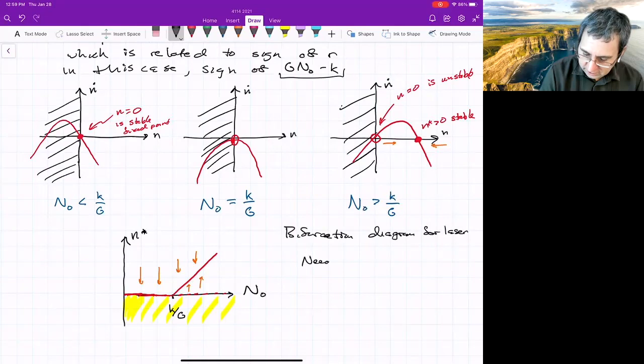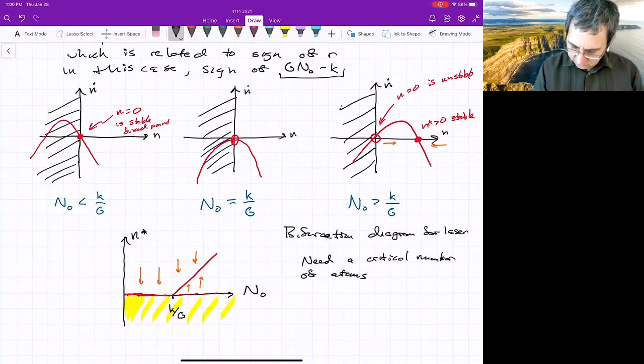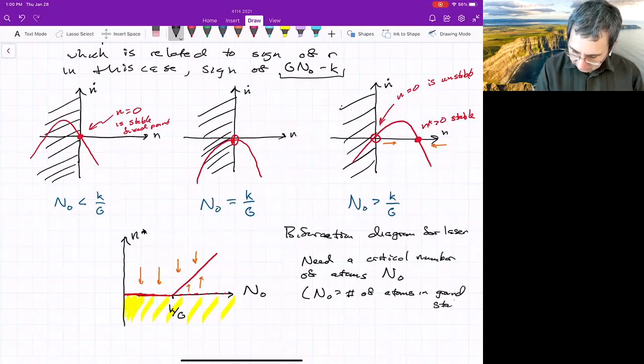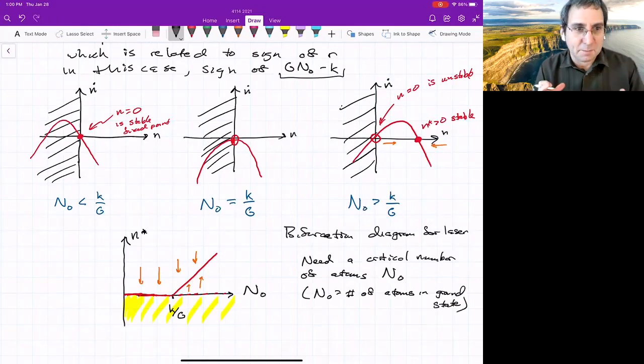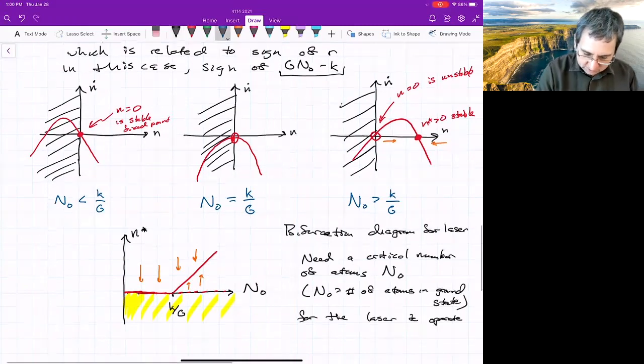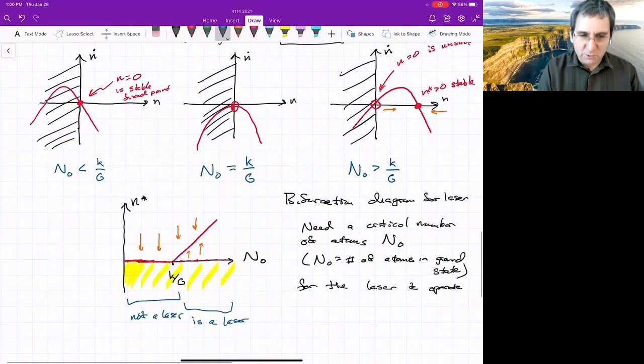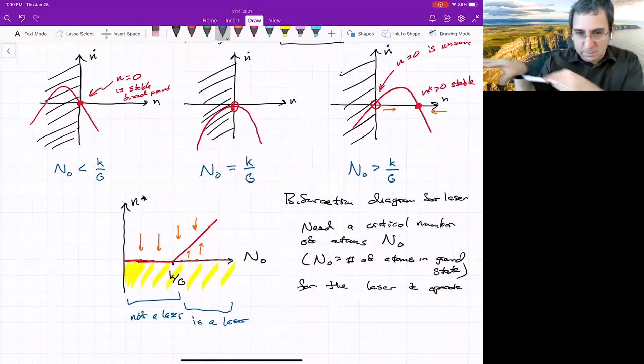So that means you need a critical number of atoms in the ground state. Yeah, I guess I didn't say what n naught is. You need a critical number of atoms n naught, where n naught is equal to the number of atoms in the ground state, the lowest energy state of an atom that could get excited. So you need a critical number of atoms n naught for the laser to operate. Before that, in this region, this is not a laser. And then up here, it is a laser. It's a coherent beam. All right.